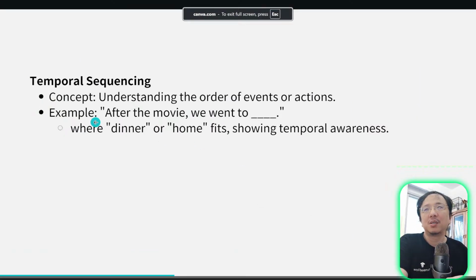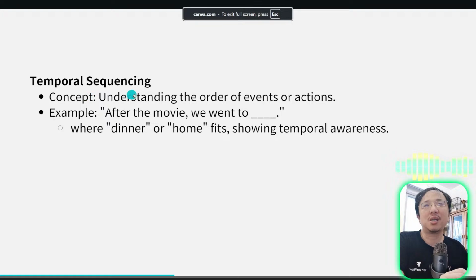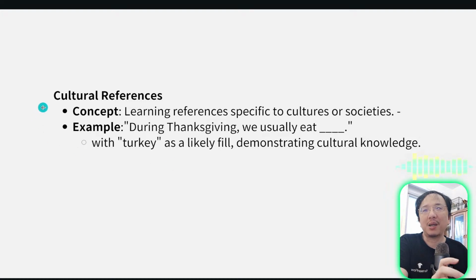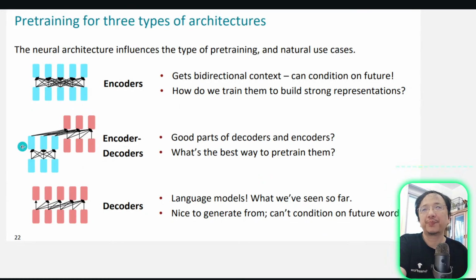Okay. 所以他可以了解时间顺序的因果关系。Like after the movie, we went to dinner or home, something like this one. So it can also understand temporal sequence and may also understand something like cultural reference. Like during Thanksgiving, we usually eat, but it is something like the knowledge.